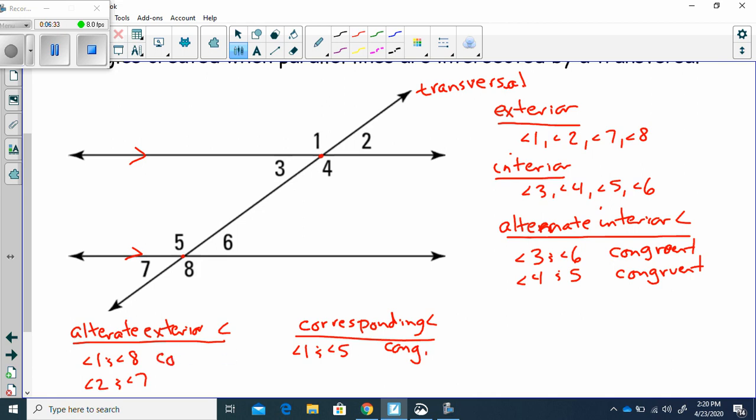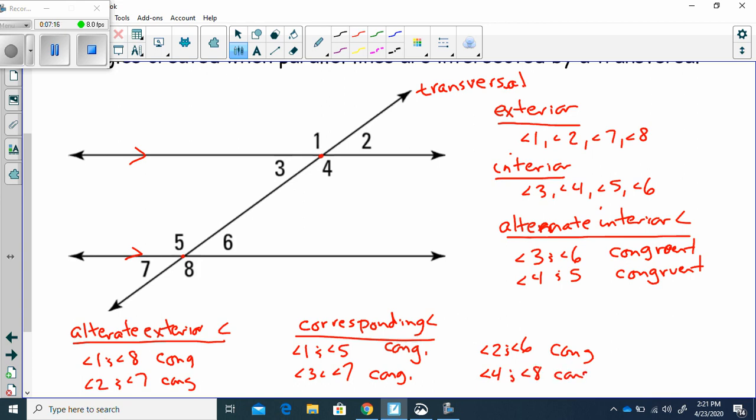Angle 1 and angle 5 are congruent. They're in the same spot, upper left-hand corner. Angle 3 and angle 7 are congruent. Those could be mapped on top of each other with a translation. Those would be congruent. Angle 2 and angle 6 are a corresponding pair. They could be mapped on top of each other if I just took this whole thing here and translated it down. So they would be congruent. Angle 4 and angle 8 would be congruent.